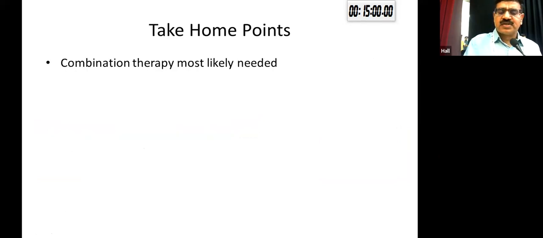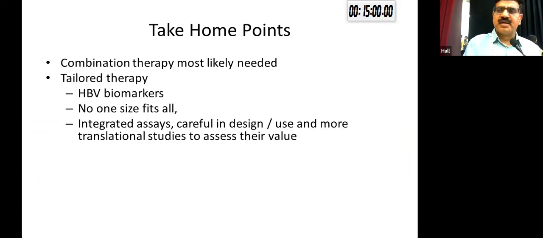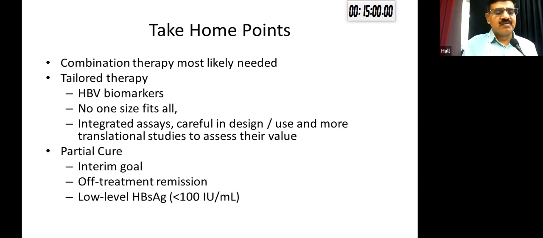Combination therapy will most likely be needed in the future. Tailored therapy, I think, will depend upon the HBV biomarkers. One size doesn't fit all, as is true with all other disorders. Till then, we should be happy with partial cure, which is, I think, the current state of our problem. So the person remains DNA suppressed and the S antigen level low, and then you keep on giving them nukes till then. Thank you very much.